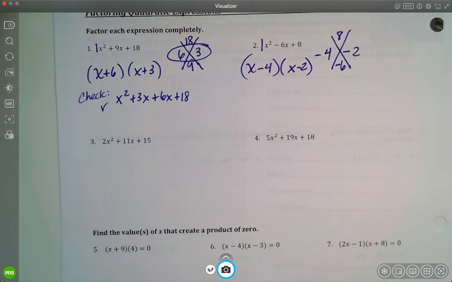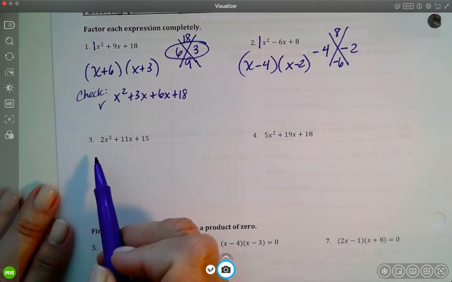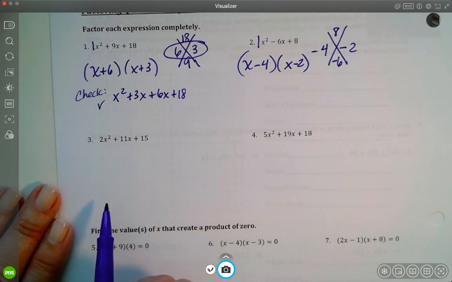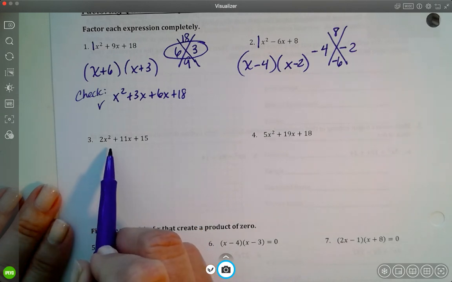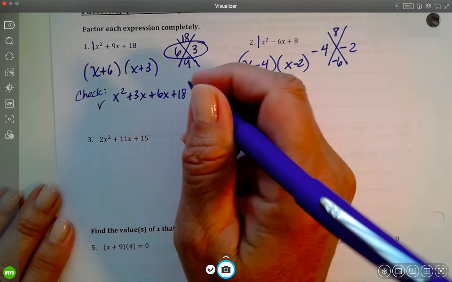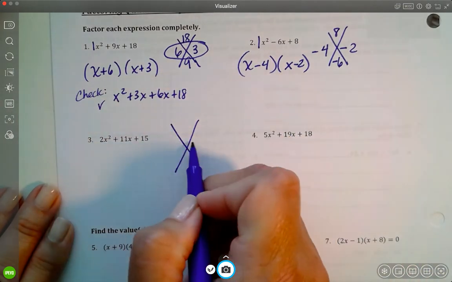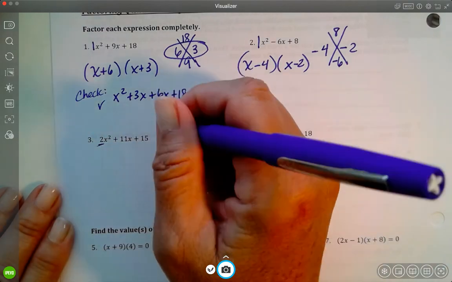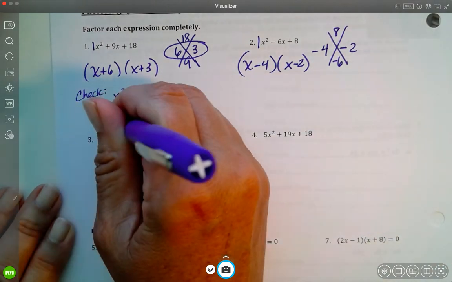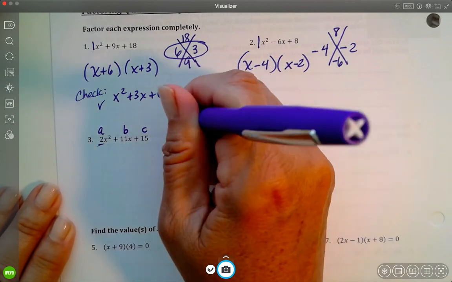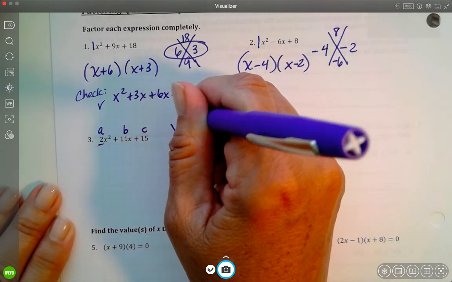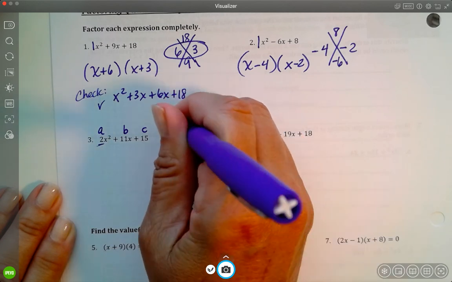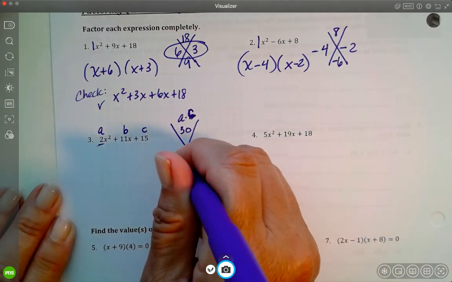Okay, now on number 3, though, A is not 1. So you're going to have to go through a couple more steps to actually factor this. You can't just figure out what these numbers are and then plug them in like we did before, because A is 2. So here I have A, B, C. Up here goes A times C. So 2 times 15 is 30. And B is 11.